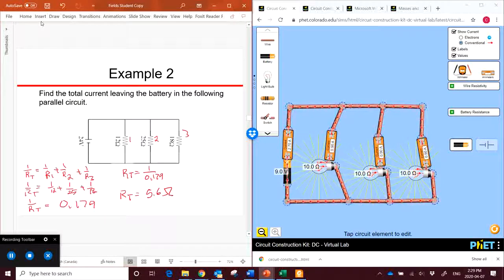Lastly, we're asked to find our total current. We can just use Ohm's law. IT is equal to VT over RT. Since we're looking for the total, we have to use the total voltage and the total resistance. And we get that the total current is equal to 24, which is our voltage from our battery, over 5.6, which gives us a current of 4.3 amps.